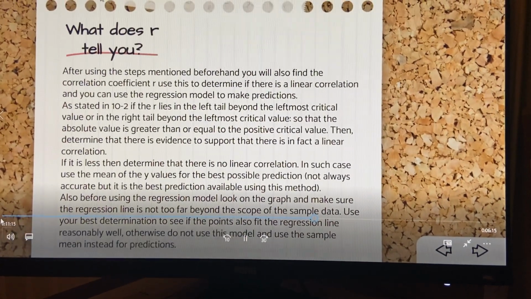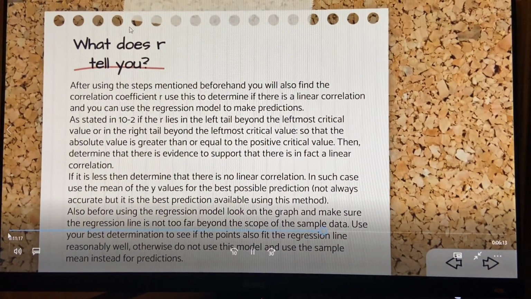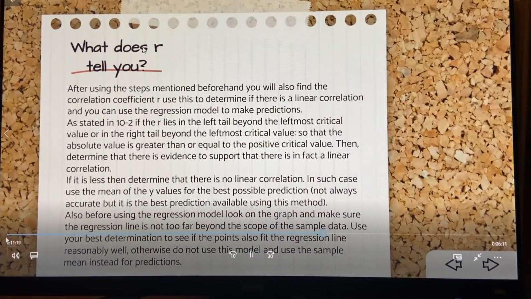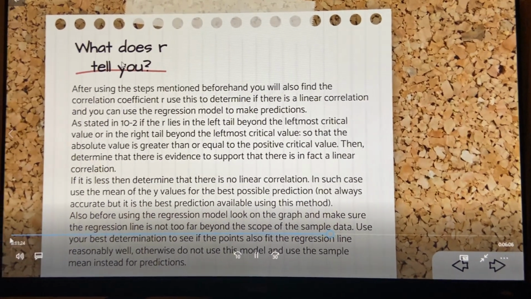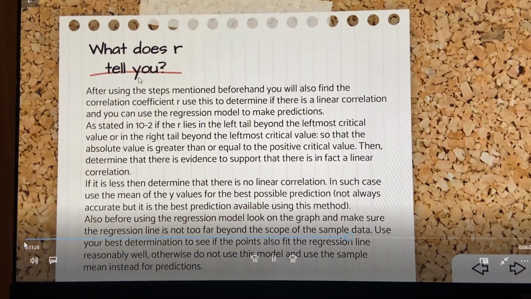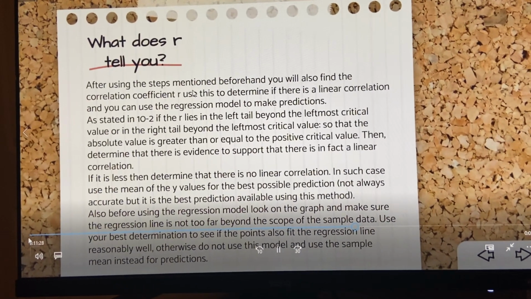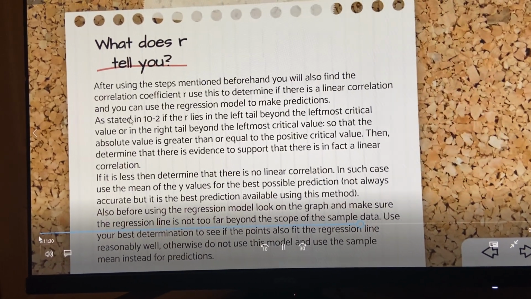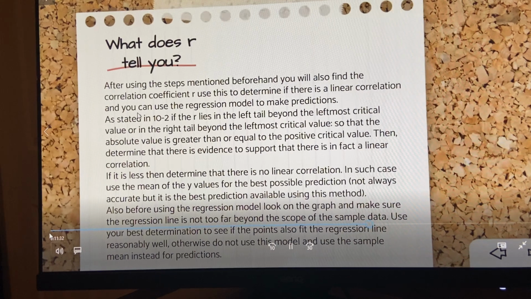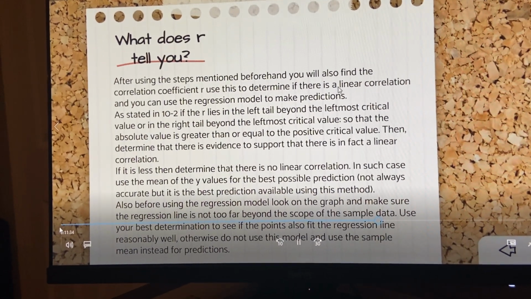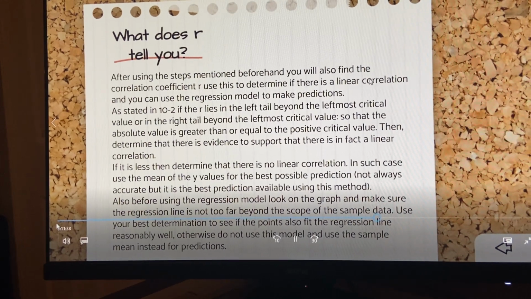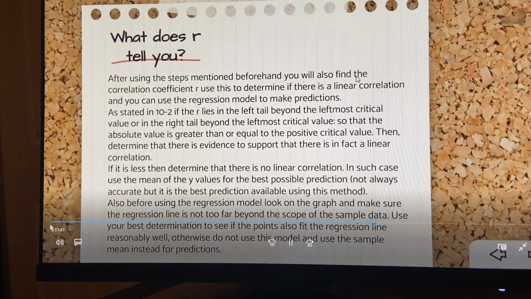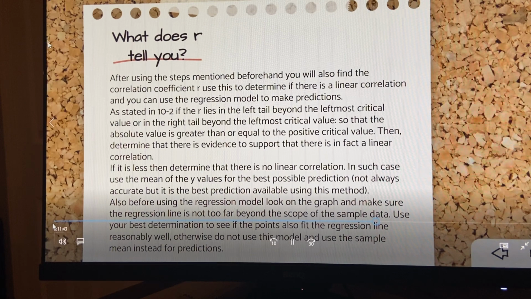And as I mentioned before, you're also going to find the r value when you do those calculations. So what does the coefficient r tell you in this situation? It's going to tell you, so you can use it to see if there's a linear correlation. If you remember in the beginning, I said that there needs to be a linear correlation for you to be able to use this. So you can test for a linear correlation using r.